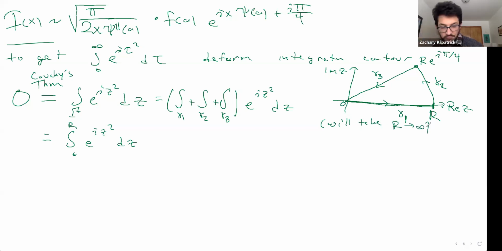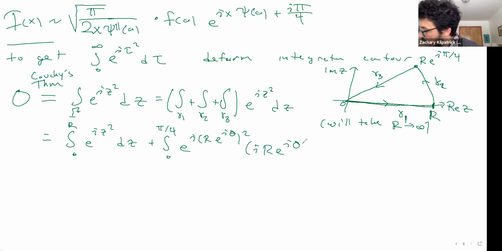My second integral is going to be the integral from 0 to pi over 4 of e to the i, now it's r e to the i theta, quantity squared, times i r e to the i theta d theta. I just made the change of variables to theta there.